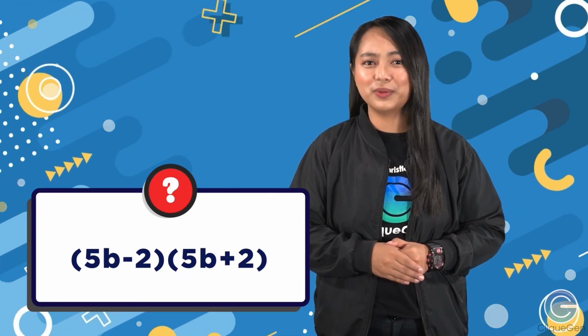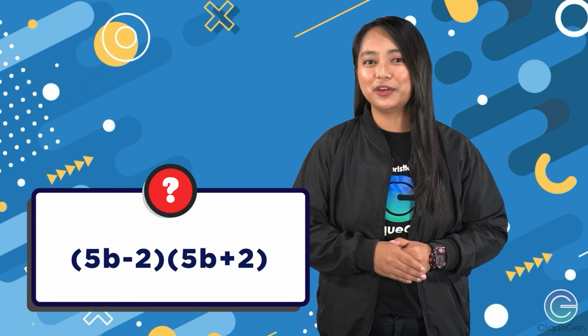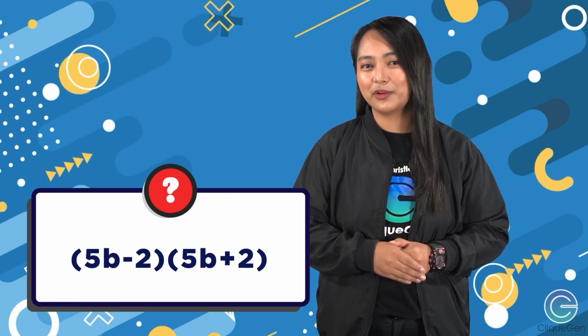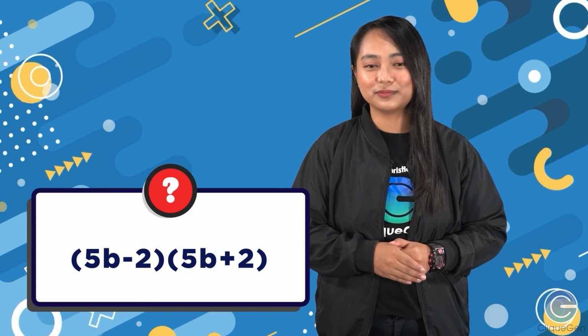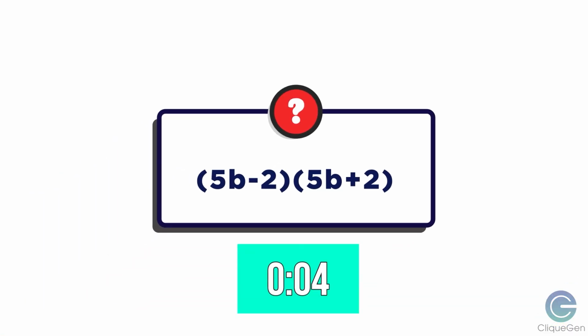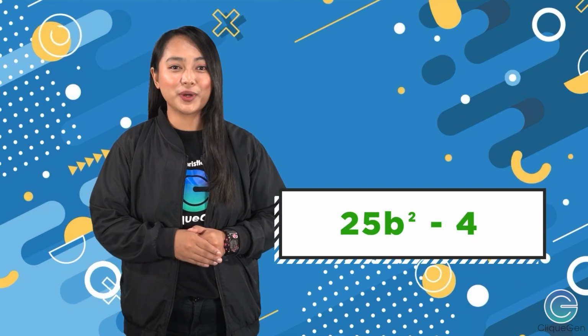Let's try another one. How about the quantity 5b minus 2 times the quantity 5b plus 2? Your 5 seconds starts now. If your answer is 25b squared minus 4, then your answer is correct. Keep practicing until you master it.